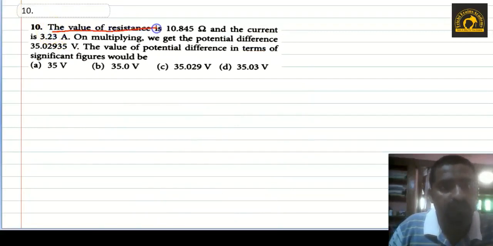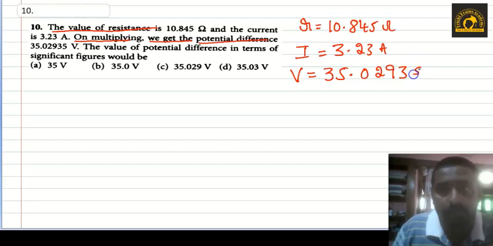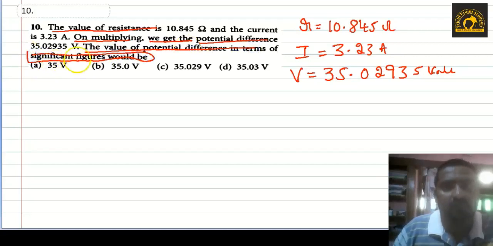The value of the resistance is equal to 10.845 ohm and the current is equal to 3.23 ampere. So on multiplying we get potential difference, 35.02935 volt. So now the question asks for the value of potential difference in terms of significant figures. What is the value of this one with the correct significant figures?